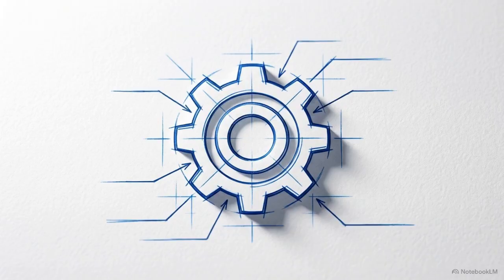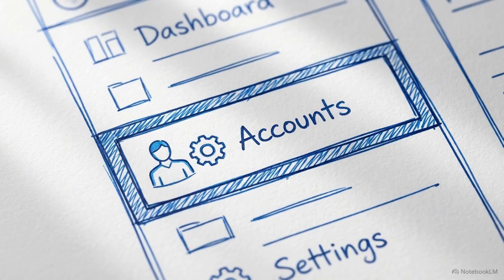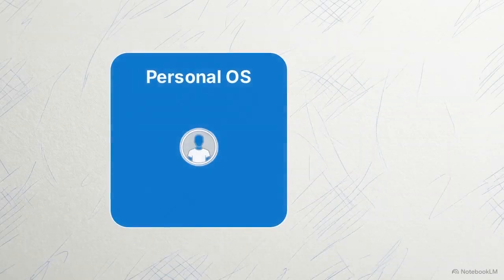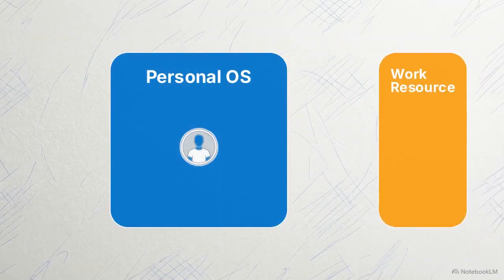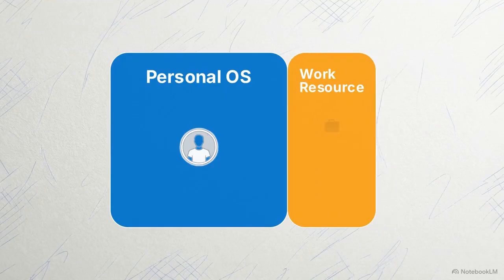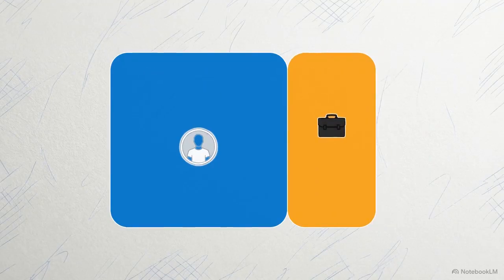The process begins in your Windows settings. Open the menu and navigate directly to the Accounts tab. We aren't creating a second Windows user profile. Instead, we snap a work resource module onto your personal account. This allows the OS to recognize your company identity.